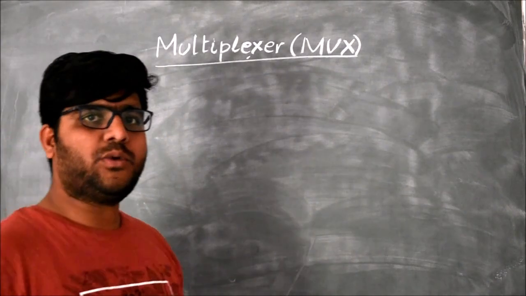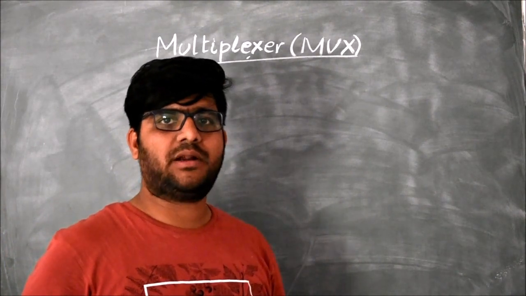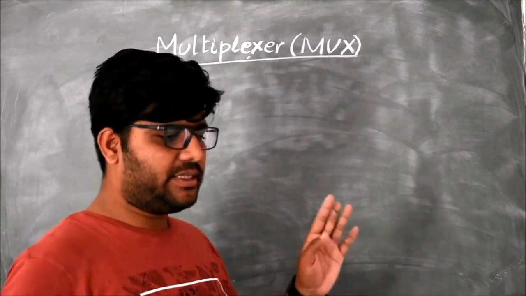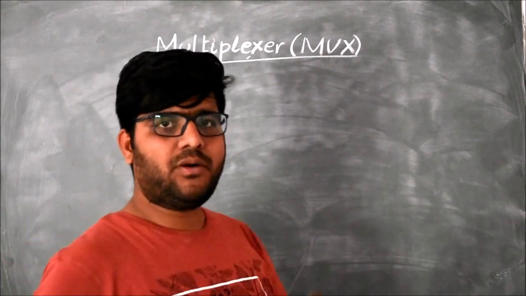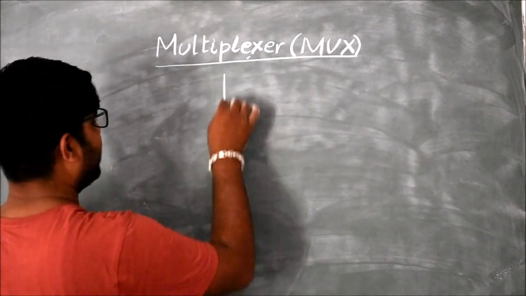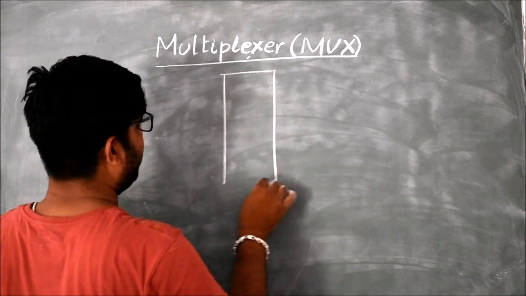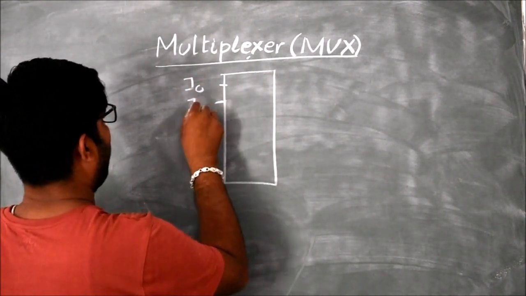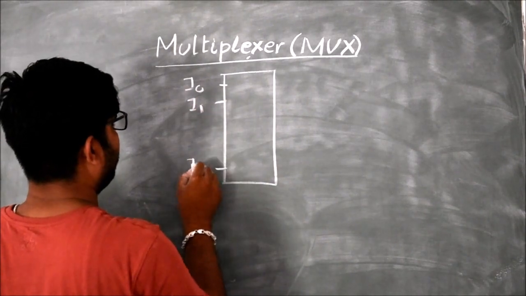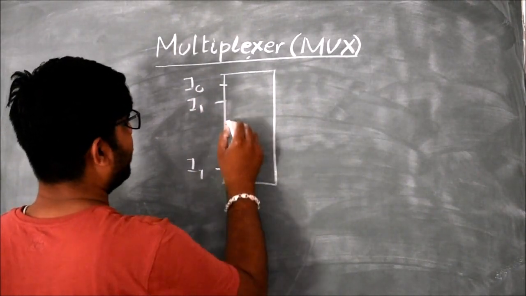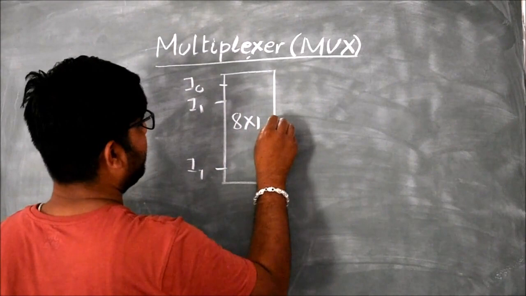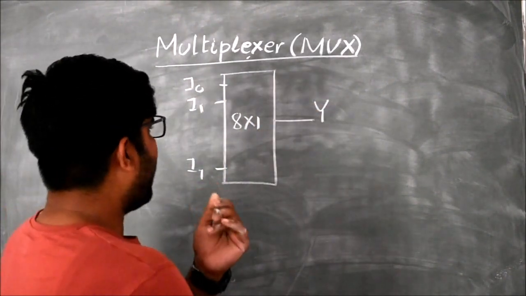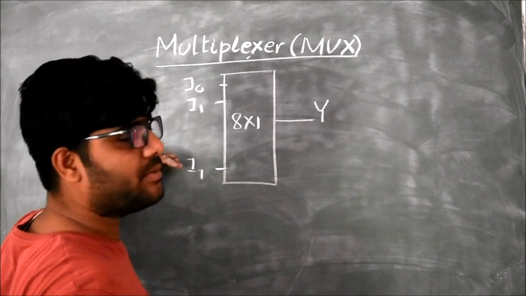So we have computed the 2 plus 1 multiplexer and the 4 plus 1 multiplexer. The one remaining is the 8 plus 1 multiplexer. That means 8 inputs and 1 output. So here we can do it like this. If we have 8 inputs, from I0, I1 to I7, this is the 8 plus 1 multiplexer, and the output is Y. Clear? So 8 possible terms are there.